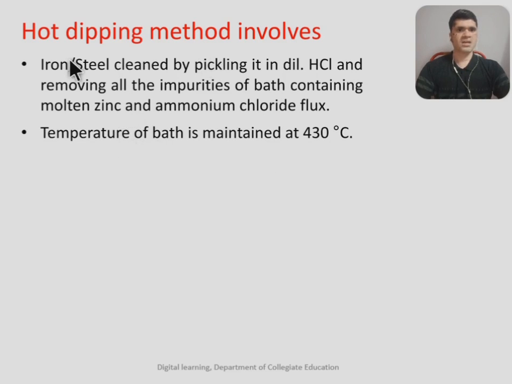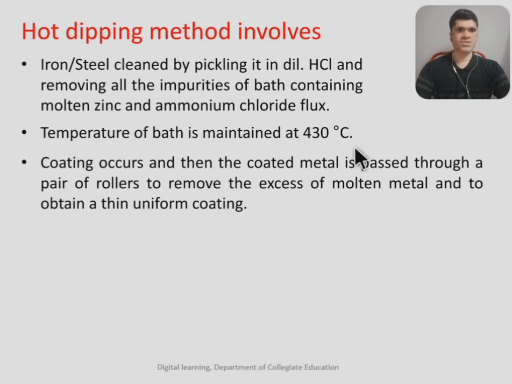So here, next, this iron or steel is dipped in this molten zinc, and the temperature of the bath is maintained at 430 degrees centigrade, which is above the melting point of zinc. Coating occurs, and then the coated metal is passed through a pair of rollers to remove the excess molten metal and to obtain a thin uniform coat.